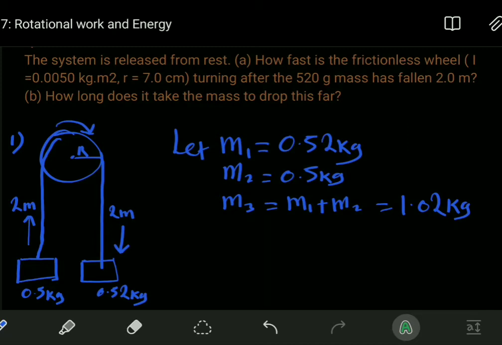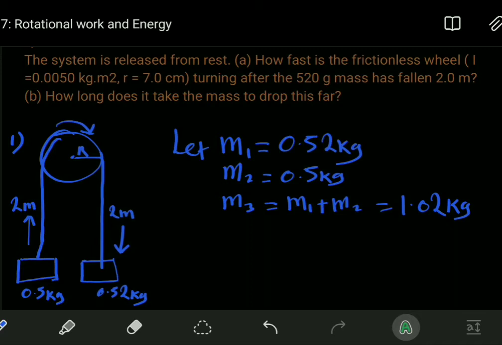Okay, so while this is happening, this disk, or rather the wheel, is going to rotate. And now we want to find how fast it's going to rotate after the more massive object has fallen 2 meters. And we also want to know how long it takes for this mass to drop this far.